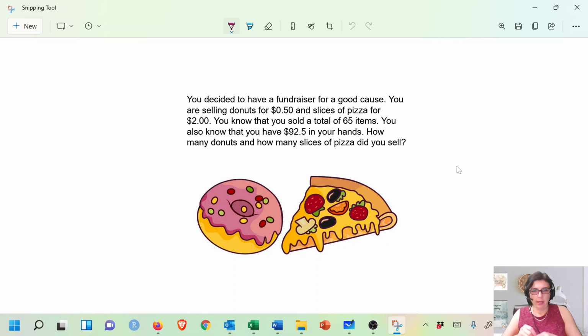Okay, guys, let's take a look at example number 3. So I'm just particularly proud of this picture, the donuts and pizza, like the healthiest food in the world, right? Okay, so you have a fundraiser, okay? So you want to poison people who come to your fundraiser by giving them pizza and donuts.